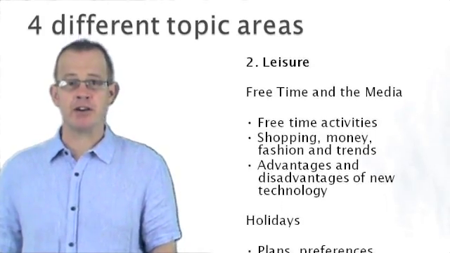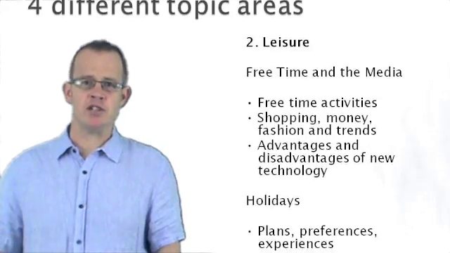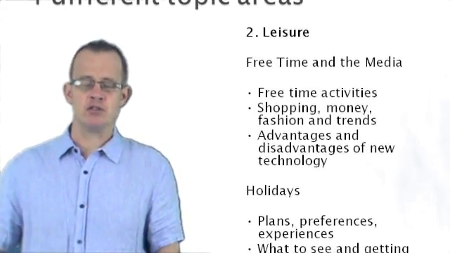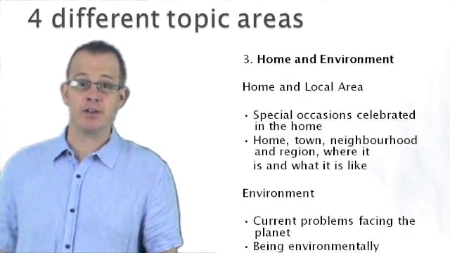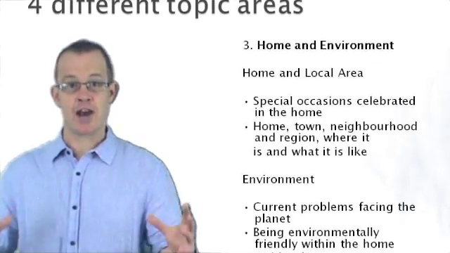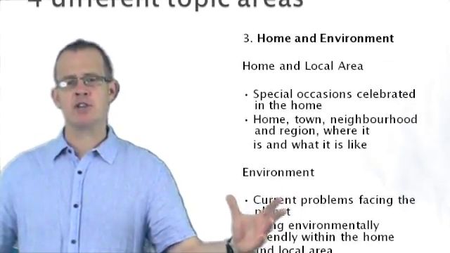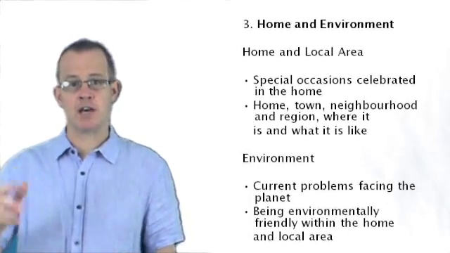The second topic area is leisure, which essentially boils down to what you do in your free time on the weekends, after school, and what you do on your holidays. Topic area number 3 is home and local environment. That means your house, your town, your region, and also the environmental problems that might come up in your region and what you can do to help them.